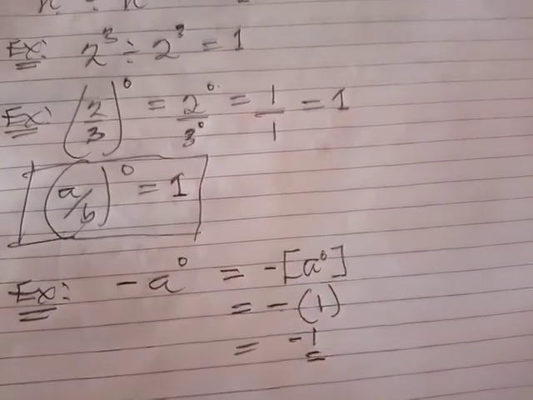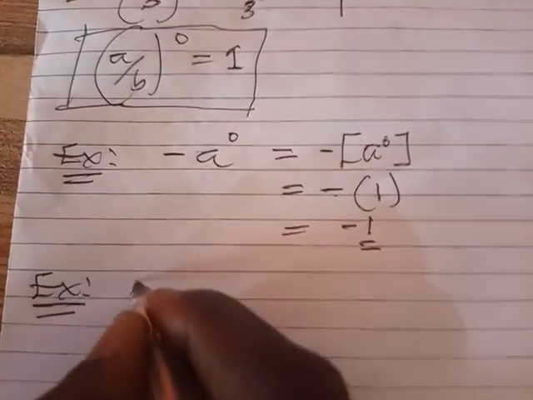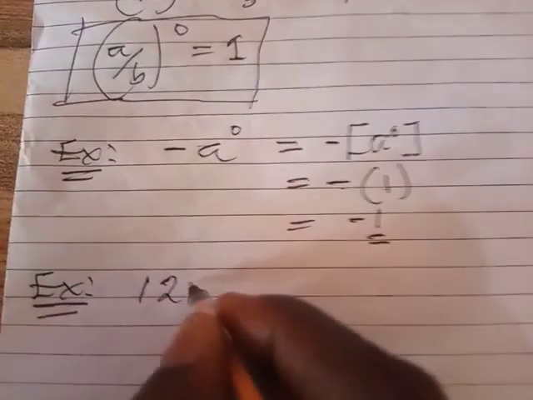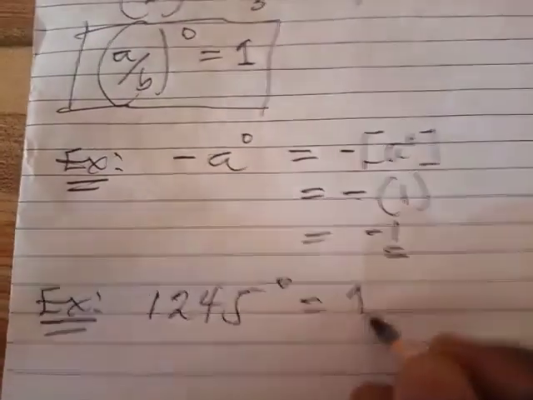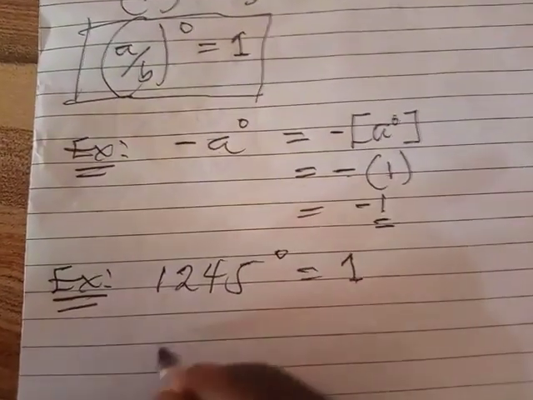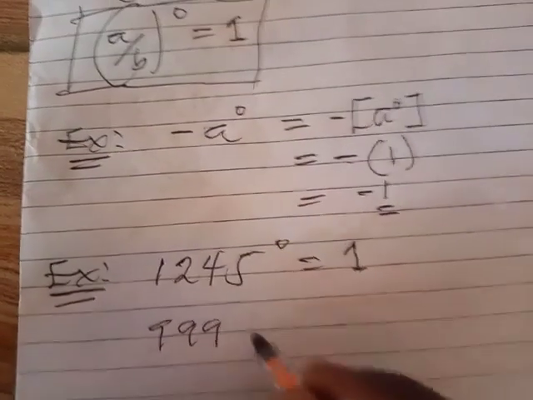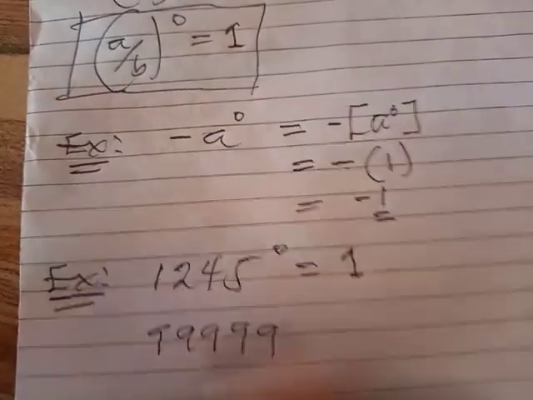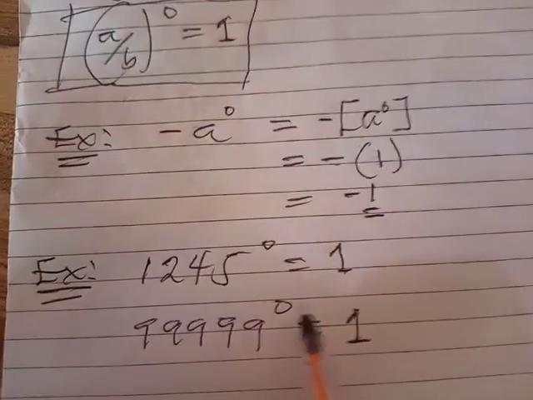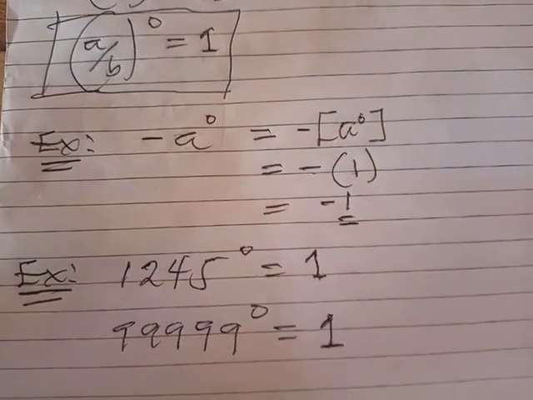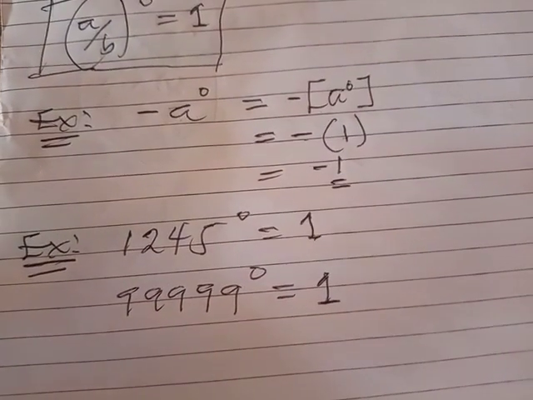Let's consider huge numbers. Let's say 1245 exponent 0 is 1. Let's say 99999, whatever the number is, exponent 0 is 1. So for us, it's having an exponent of 0. The answer is 1.